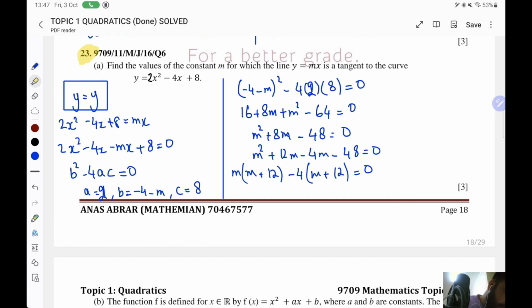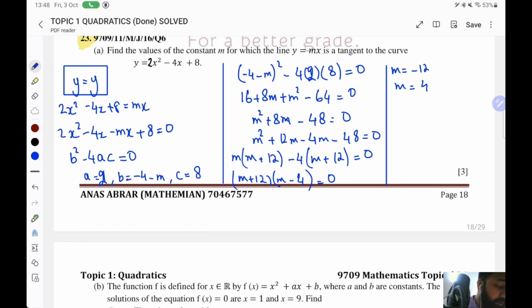Yeah, so it will be m plus 12, and other it will be m minus 4, which will be equal to 0. So the two values of m, we can find them out as minus 12, and the other value is plus 4. Yeah, any problem so far? Let's move to the next question.